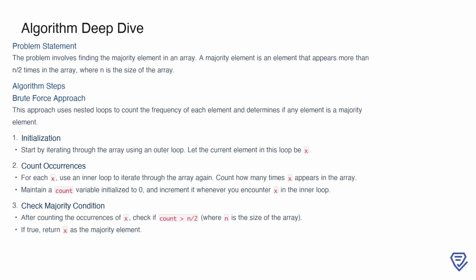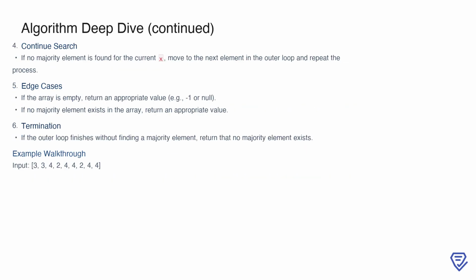Then, using a second loop, we compare the selected element to every other element in the array, incrementing the counter whenever there's a match. Once we know how many times the element appears, we check if this count exceeds n/2. If it does, we can immediately return this element as the majority. This process ensures that every potential candidate is checked thoroughly. If no majority element is found for a given candidate in the current iteration, we simply proceed to the next element in the array and repeat the process.